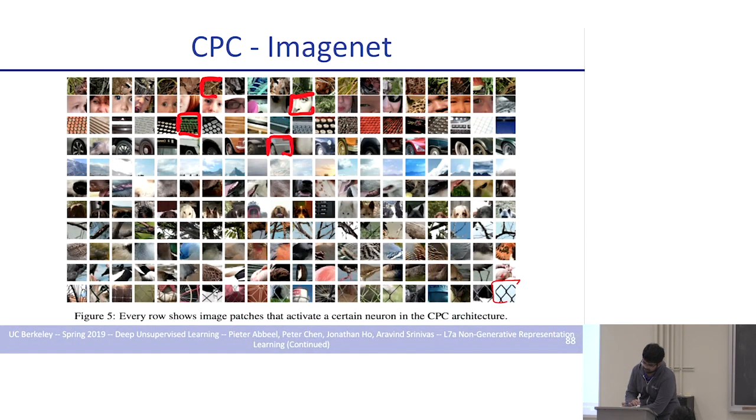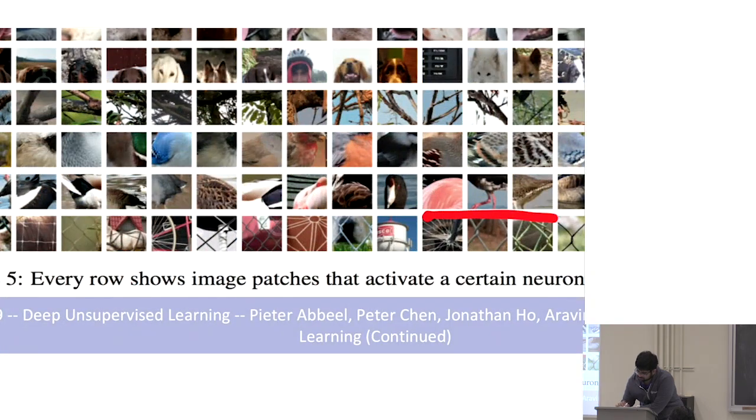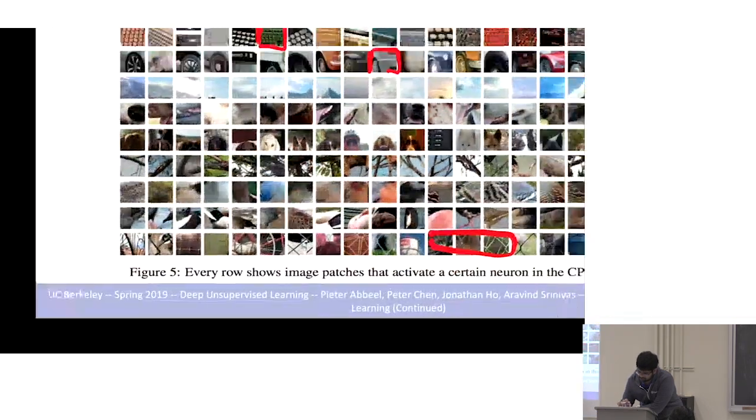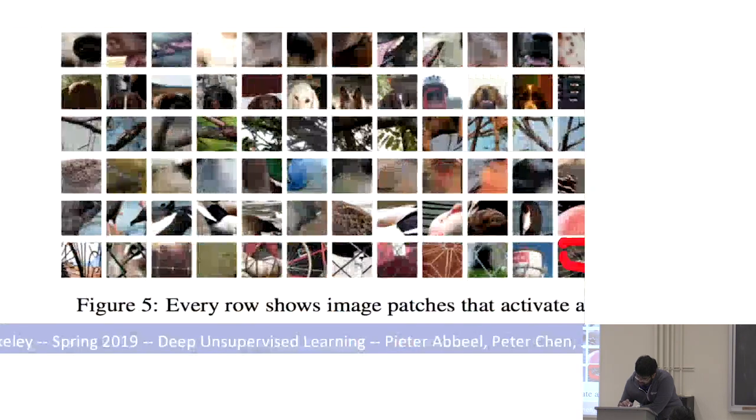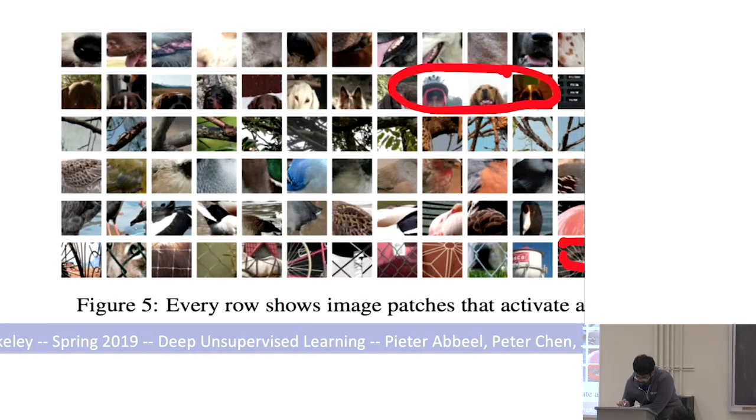These are just the top K patches that maximally activate certain specific neurons in the representation. So one row is one neuron? Yeah, one row is one neuron. That makes sense because these are all nets. And you can see, of course, there should be dogs because I showed you dogs.